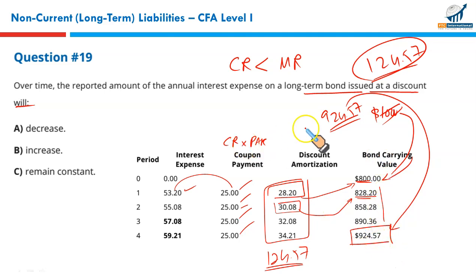So what we need to find out in this is that over time, the reported amount of annual interest expense on a long-term bond issued at a discount will increase. Why is it increasing? Because book value is increasing. Book value multiplied by the market rate. Market rate is fixed. Since the book value is increasing every year, that's why your interest expense is increasing every year. It increases. B.